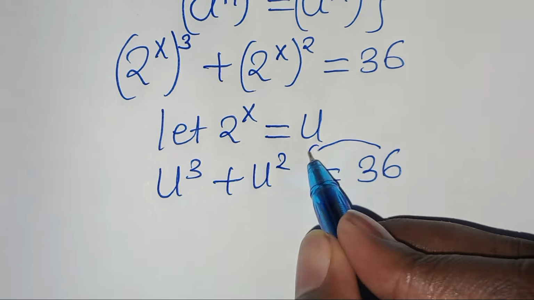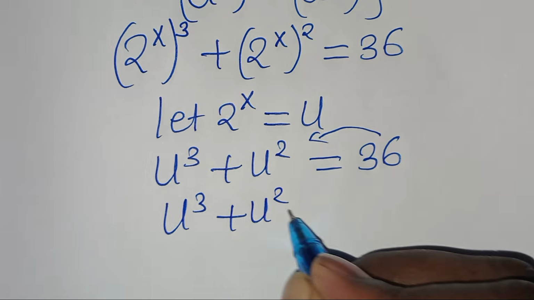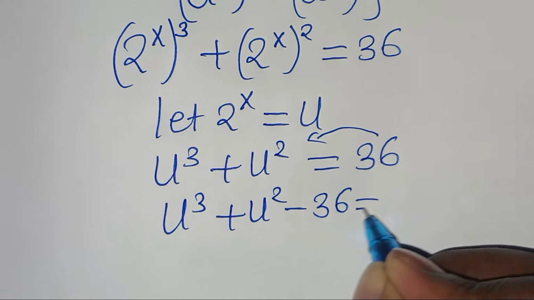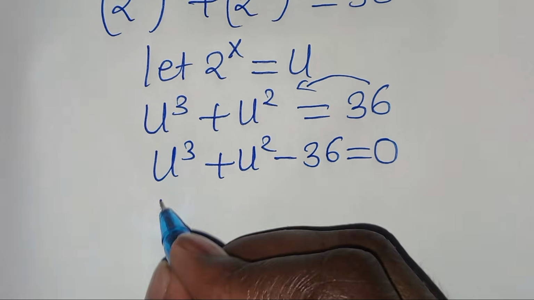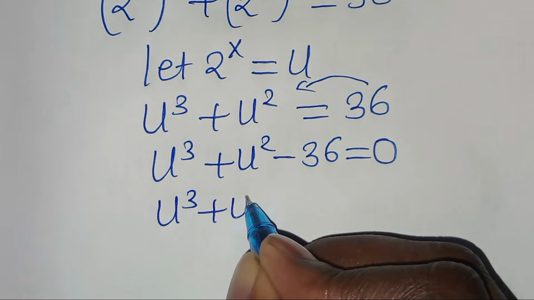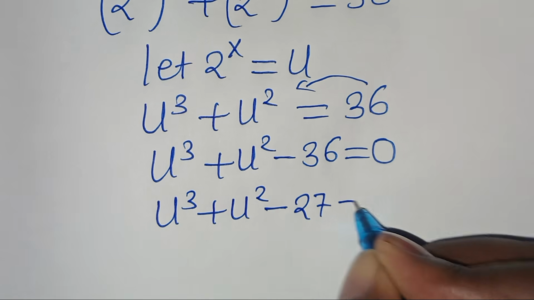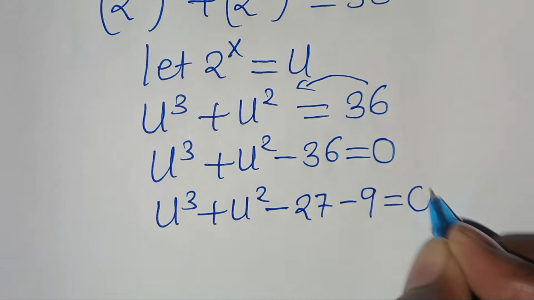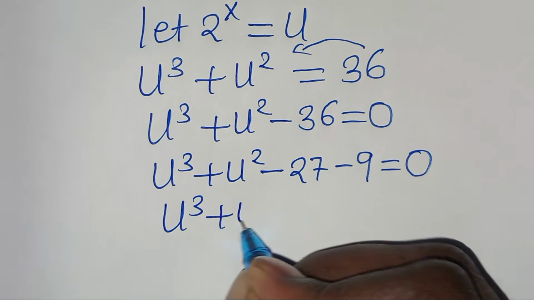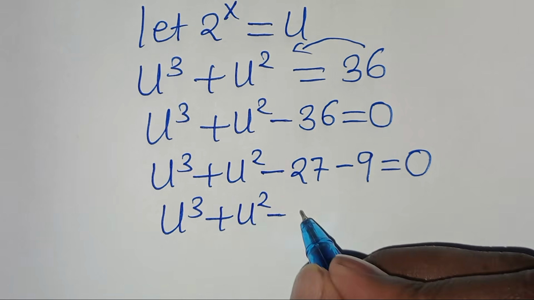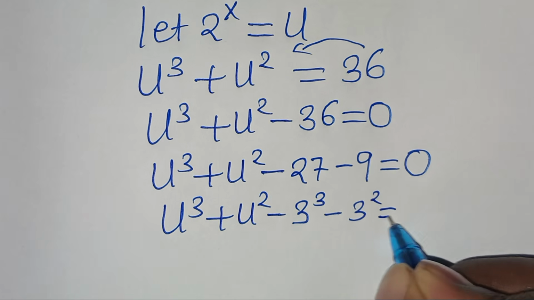Let's take 36 to the left hand side so that we have u to the power of 3 plus u to the power of 2 minus 36. This is equal to 0. So we have u to the power of 3 plus u to the power of 2 minus 36. This is minus 27, subtract 9. This is equal to 0. So this is u to the power of 3 plus u to the power of 2 minus 27. This is 3 to the power of 3 minus 9, which is 3 to the power of 2. This is equal to 0.